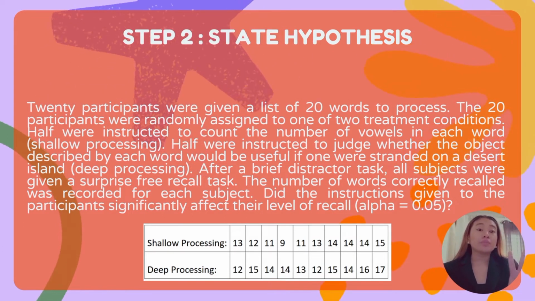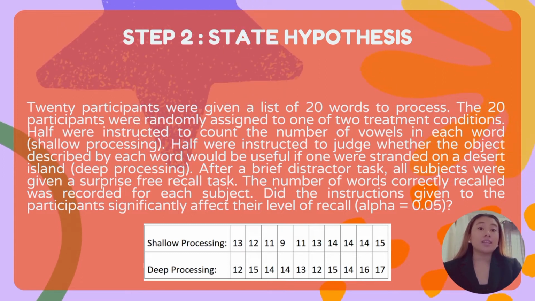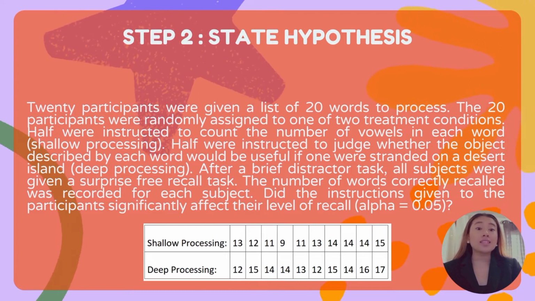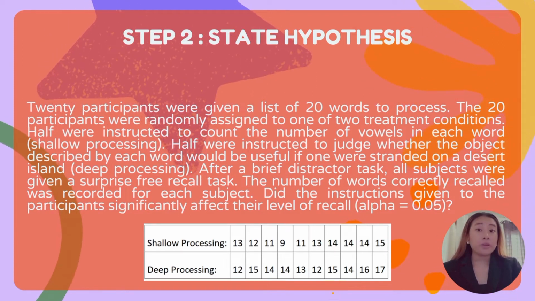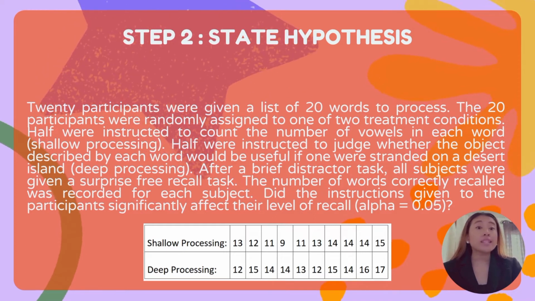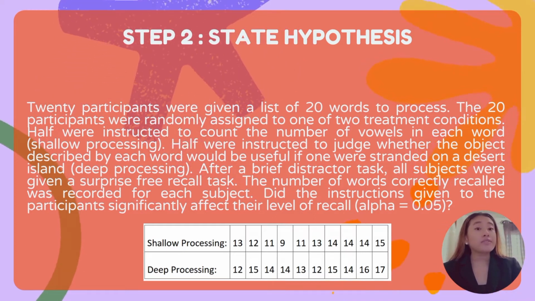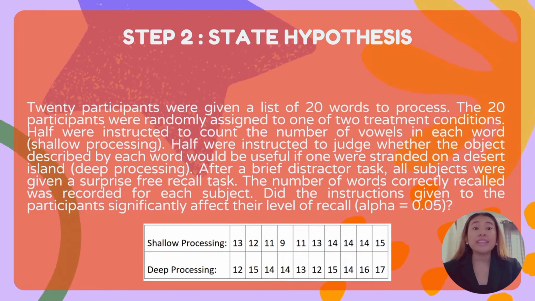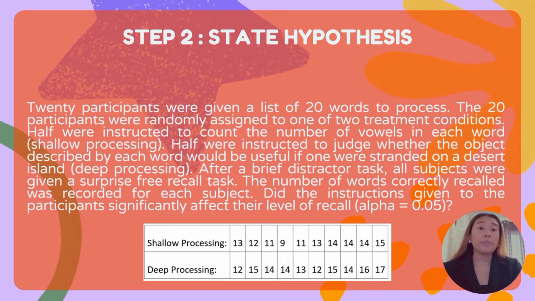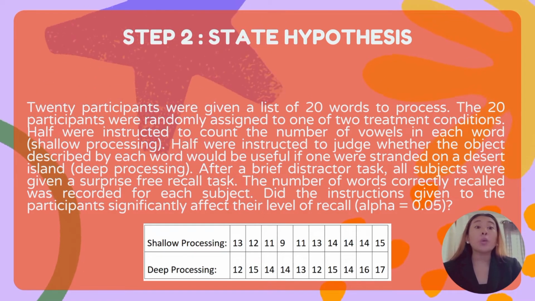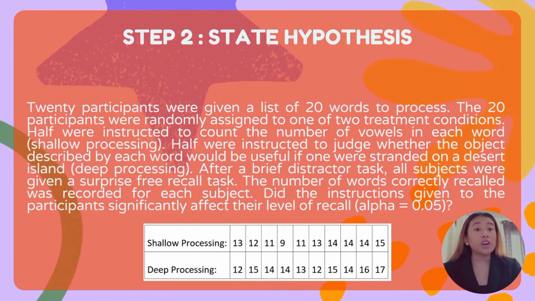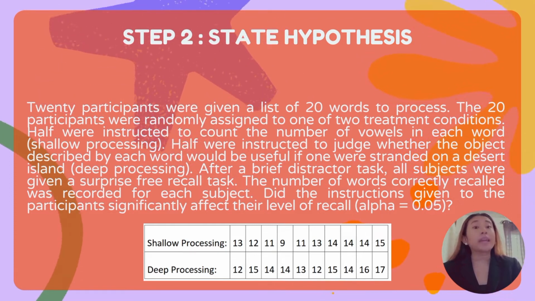Step 2. State the hypothesis. We are going to state both the null and alternative hypothesis in words. Remember, the null hypothesis is a statement where there is no significant relationship or difference between the variables and is denoted by H sub 0. Meanwhile, the alternative hypothesis is a statement where there is a significant relationship or difference between variables and is denoted by H sub 1.